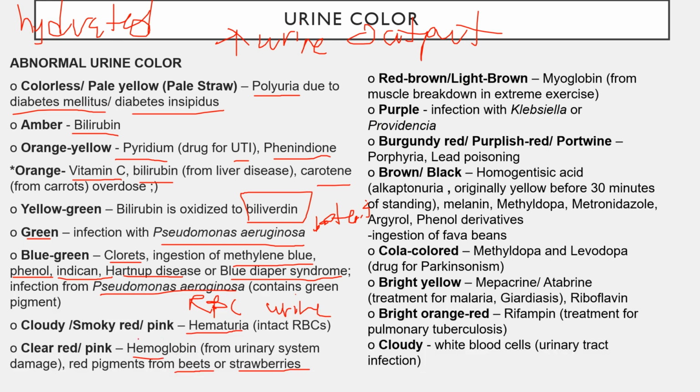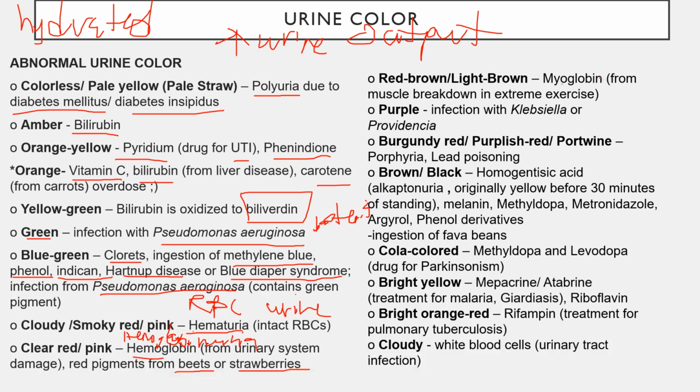So the cause of clear red or pink urine is the so-called hemoglobinuria, the presence of hemoglobin in the urine. While the non-pathological cause is the ingestion of beets or strawberry. Then if it's red brown or light brown, this is caused by the presence of myoglobin. So myoglobin, class, is a type of hemoglobin released from the muscle breakdown in extreme exercise.